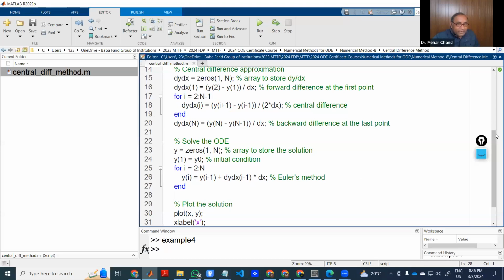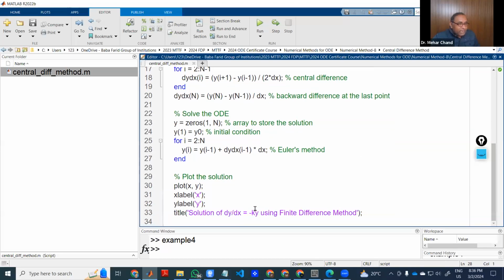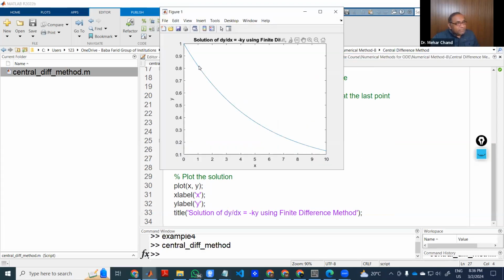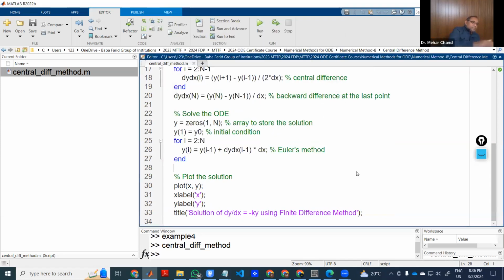Then after this we can plot the graph of the given differential equation, and you can execute. We have the same graph. So there are various ways to implement this central difference, but again, we need to understand the syntax of each and in which manner we can implement it to get the values.